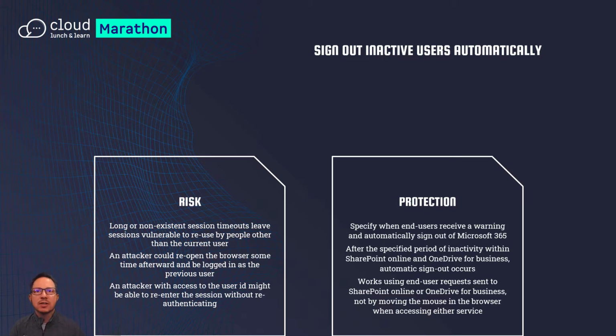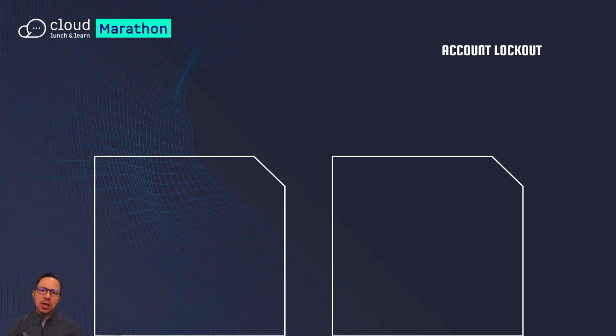But what it does is it works on the user requests that are sent to those two applications. And at that point, it will then determine when to sign out and when to send a message. So it's a very simple protection, but it's a very powerful one. I actually worked with an organization where they had lots of kiosks, and this was a critical protection that had to go in place. Our next one that goes along with this is protection of the account.